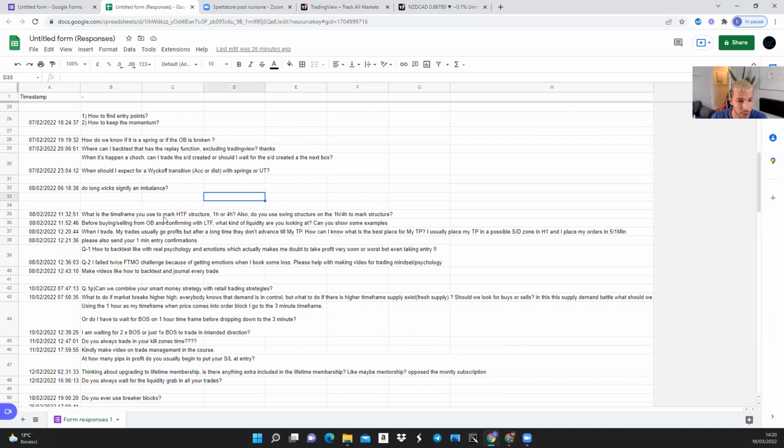What time frames do you use to mark higher time frame structure? 1 hour, 4 hours? I would say 1 hour and 4 hours, both together. Just how I showed on NZD-CAD.